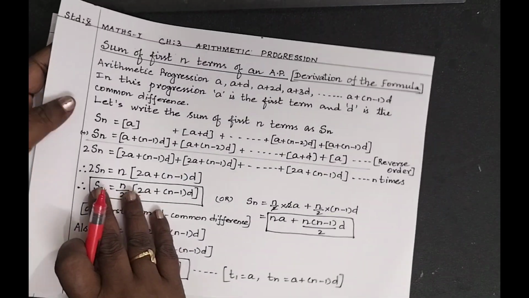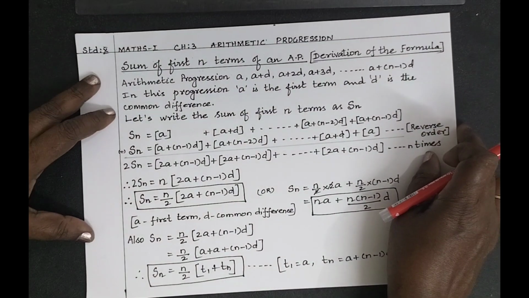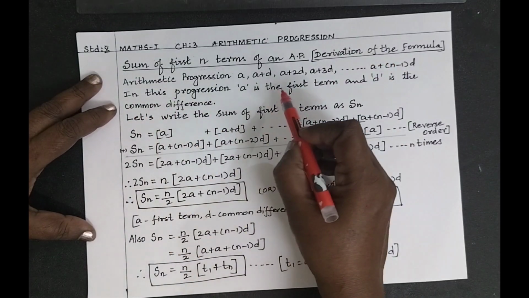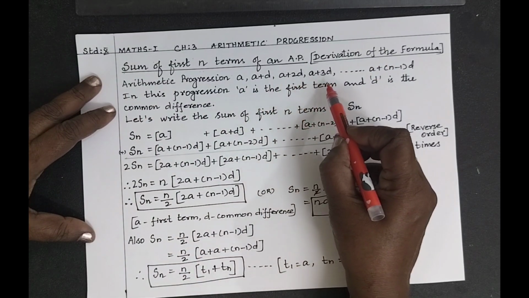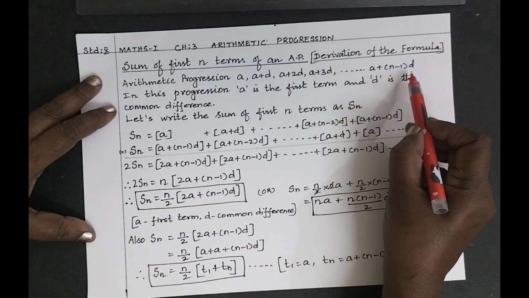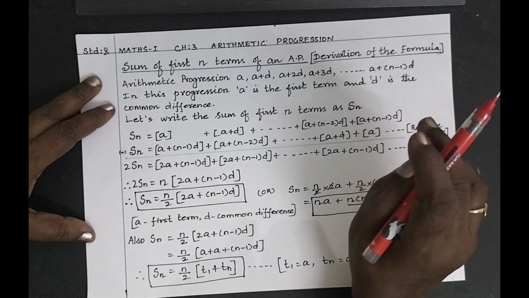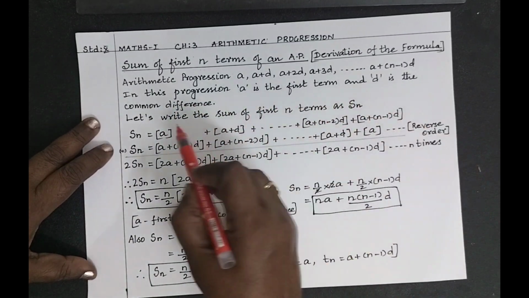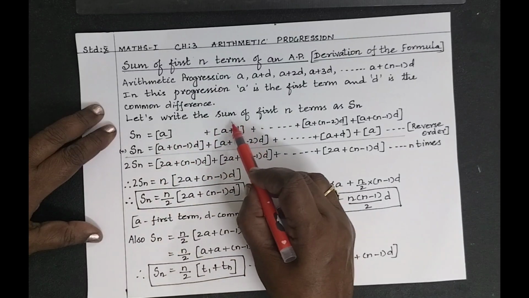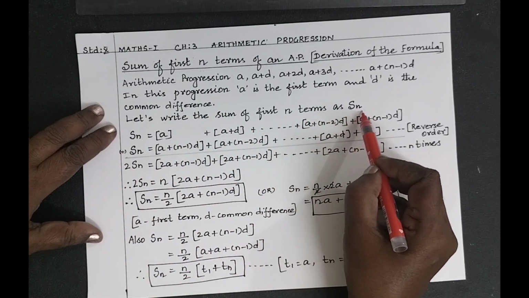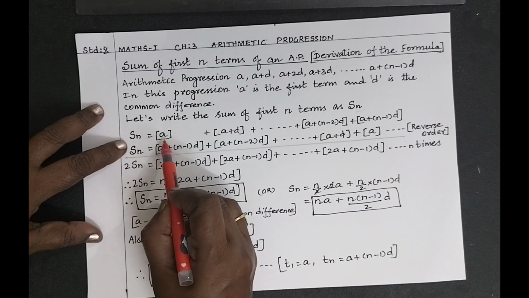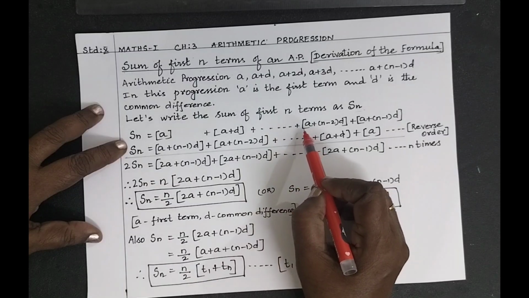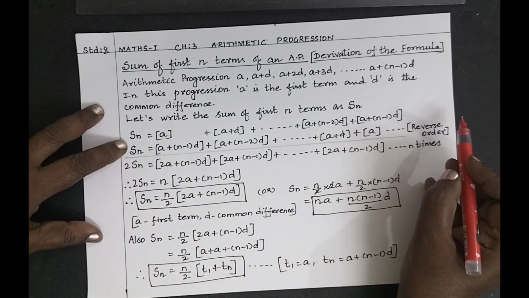Now, the second derivation, to find the sum of the first n terms of an AP. Consider a, a plus d, a plus 2d, a plus 3d etc., up to a plus (n minus 1) into d. This is an arithmetic progression, where a is the first term and d is the common difference. Let us write the sum of the first n terms as Sn. Therefore, Sn equals the first term a, plus the second term a plus d, plus etc., plus the second last term plus the last term.